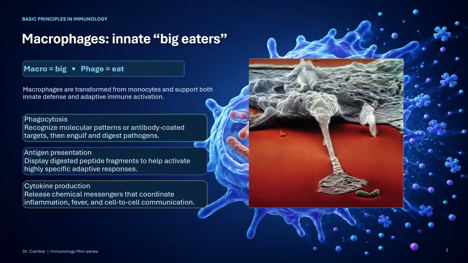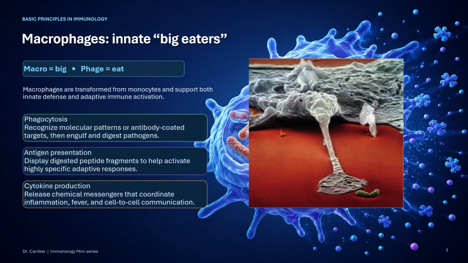But actually, they do more than just clean up, because they also engage in a process called antigen presentation. In other words, after digesting part of a pathogen, they display peptide fragments in a way that helps the adaptive immune system understand what it's dealing with. So macrophages are not only first responders, but they also serve as messengers that connect the innate immunity to the adaptive immunity. Additionally, they also produce cytokines, and we're going to hear a little bit about those in just a moment.